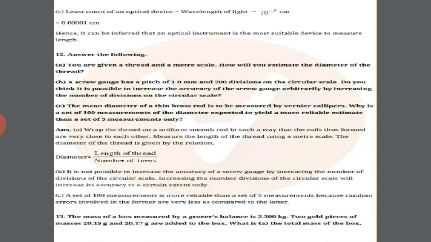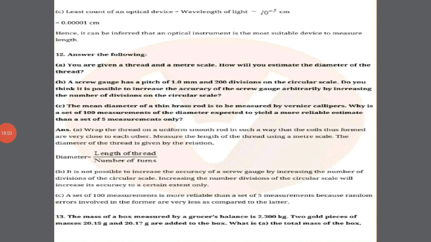Next is option C. The mean diameter of a thin brass rod is to be measured by vernier calipers. Why is a set of 100 measurements of the diameter expected to yield a more reliable estimate than a set of 5 measurements only? A set of 100 measurements is more reliable than 5 measurements because the random errors involved in the former are very small as compared to the latter. So let's move further.